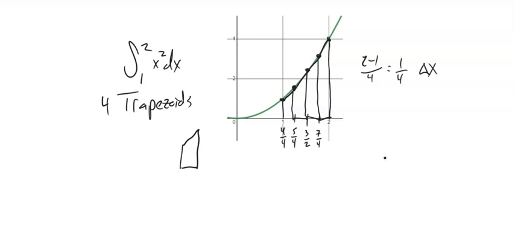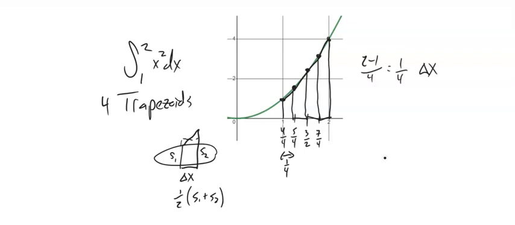I have these sides. I'll call this side 1, side 2, and my base. Notice my base is my change in x, so in this case, it's 1/4. To get the area of this, I can average out these heights. That cuts this and averages it and just makes it into a rectangle. So it's 1/2 times side 1 plus side 2.